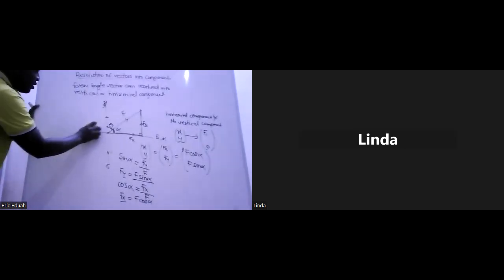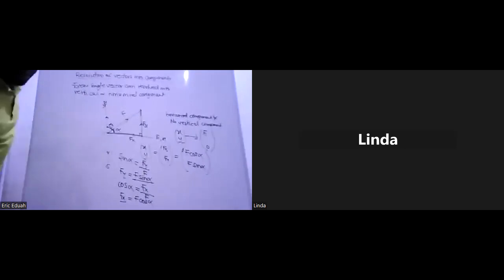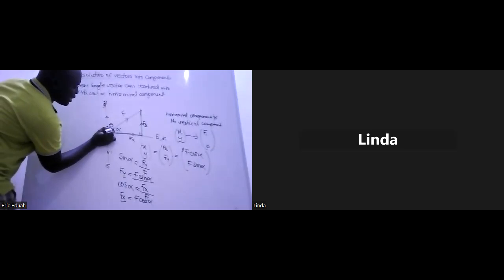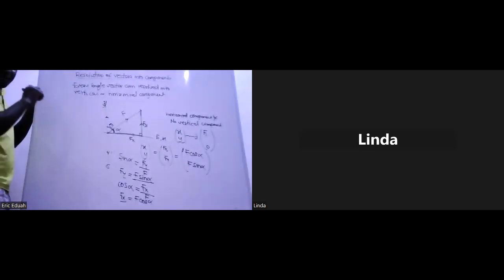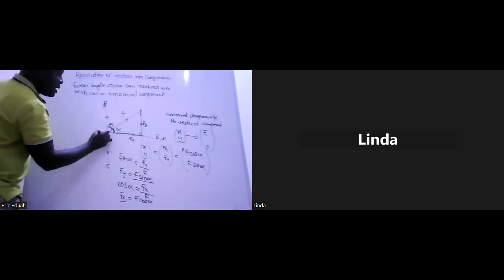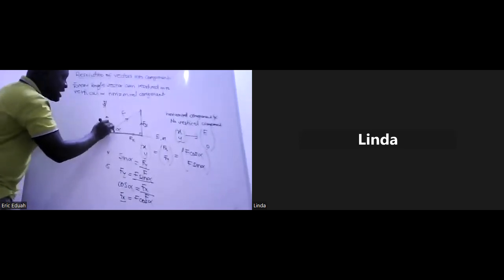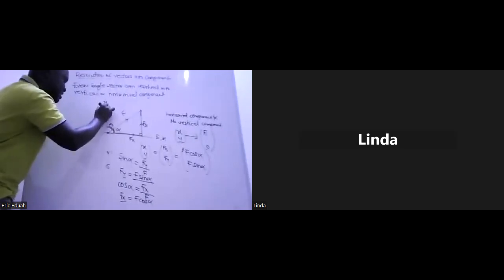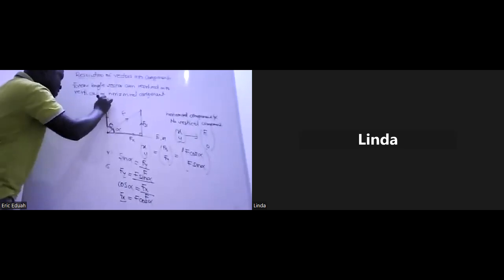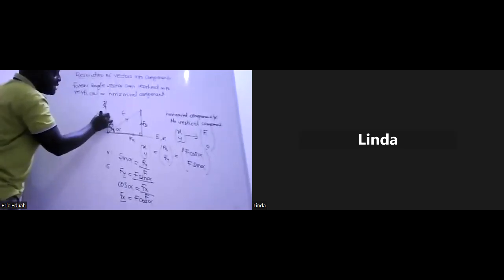Okay, let me use this side of the board. We are using the angle it makes with the y. And this is the angle. The side that already touches the angle becomes the adjacent. So this side becomes the adjacent.